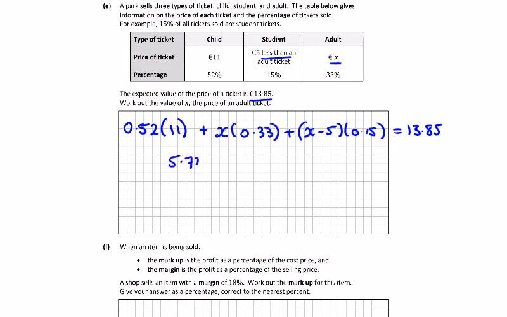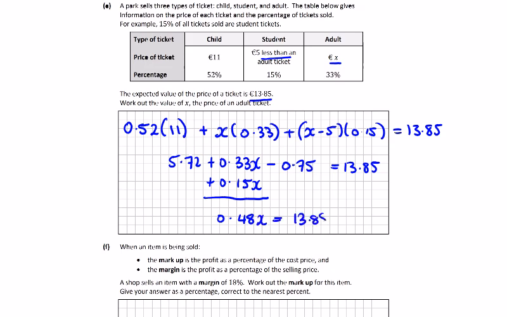So we're going to get 5.72 plus 0.33x plus 0.15x, and then minus 5 times 0.15, which is 0.75, equals 1385. So we're going to get 0.48x is equal to 1385 plus 0.75 minus 5.72. So we divide all of this by 0.48.